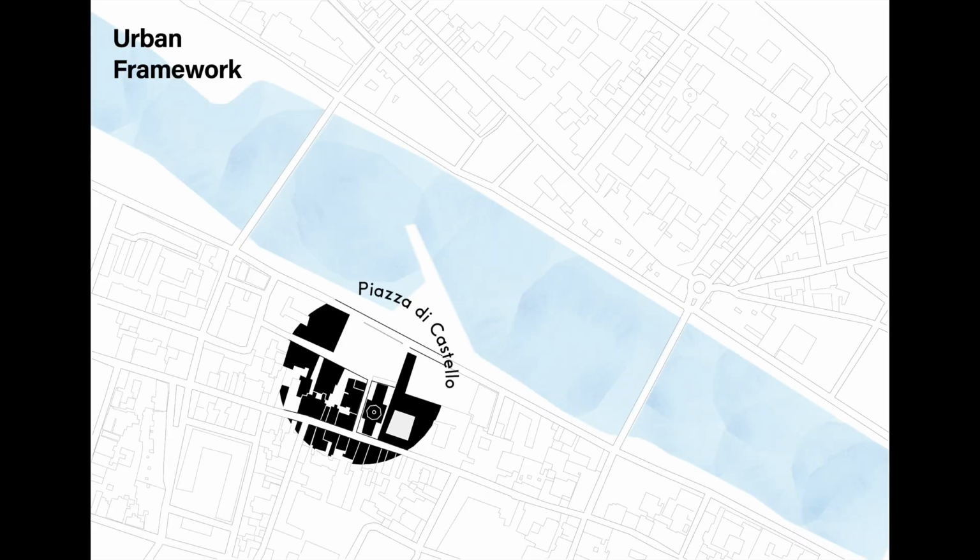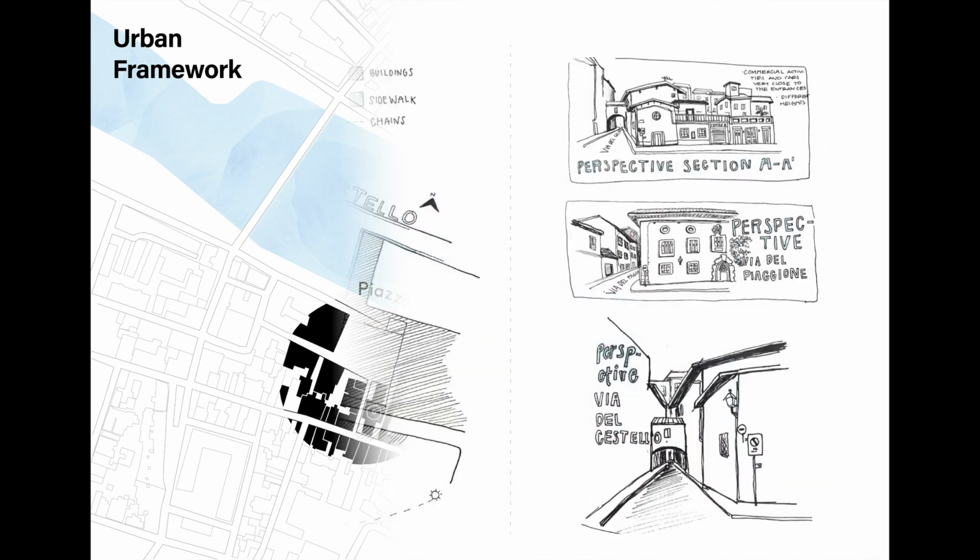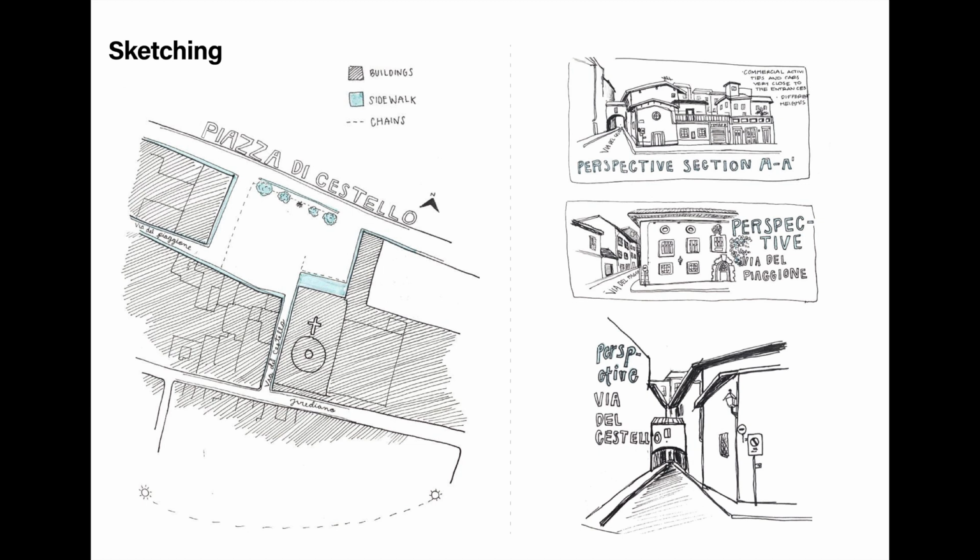First I will begin with the site analysis. Here we can see that the Piazza di Cestello is located next to a river, and this is important for the project because it will include the embankment. Here are some of the sketches. Here is the site plan and also perspective section and perspective views from the site.